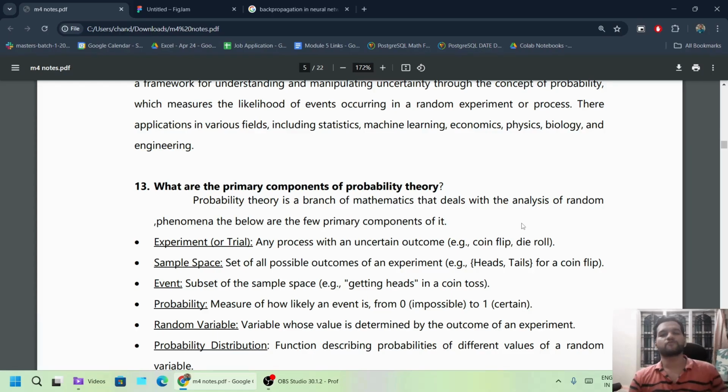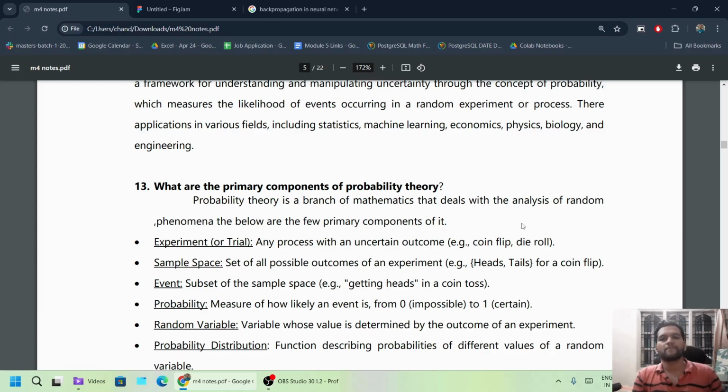It is a process with an uncertain outcome. That means I'm tossing a coin. This is an experiment I'm doing, or this is a trial. I don't know what output or result will come, but I flip the coin. That is experiment or trial one. If I flip the coin 3 times, then 3 trials were done, or 3 experiments were done, like that.